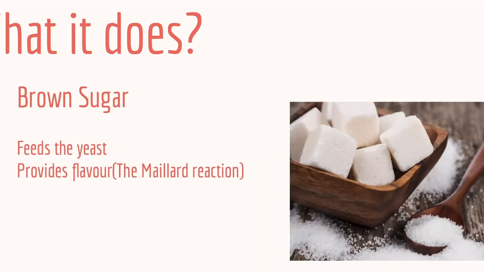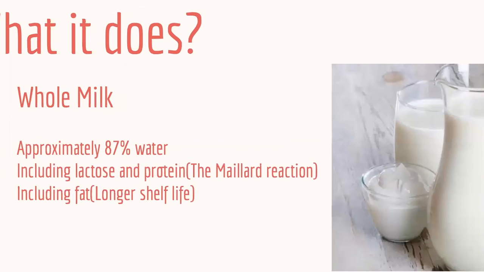So the next ingredient we'll talk about is brown sugar. It feeds the yeast, resulting in a faster rise. It provides flavor via the Maillard reaction. Besides, sugar actually helps to make the bread soft and tender by absorbing some of the water and slowing down the formation of gluten strands. Although our bread didn't involve baking process, it still aids in the browning of the crust via caramelization in the frying process.